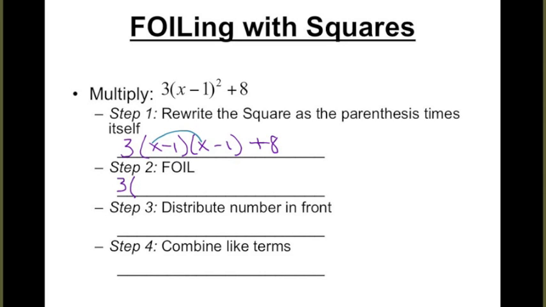Or distribute the x, gives x squared. Keep distributing the x gives negative 1x. Distribute the negative 1 gives negative 1x. And distribute again gives positive 1. And that's where you stop, because then that plus 8 is just going to tag along. We're only multiplying those two groups by each other.